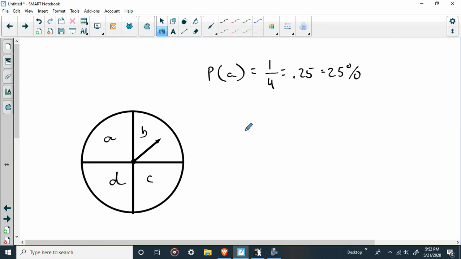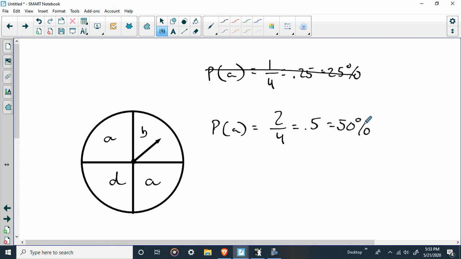No big deal, right? The one thing you want to watch out for is, what if I did this? What if I said, now I have 2 A's. I have A here, an A here, a B here, and a D here. Now it changes. What's your probability of getting an A? Well, I still have 4 total outcomes, but now 2 of them are A's. So it'll be 2 out of 4, which is 0.5, which is 50%.